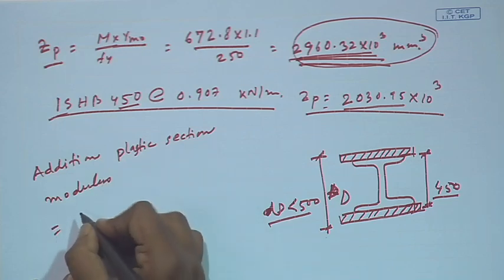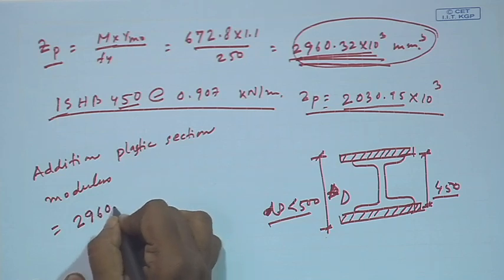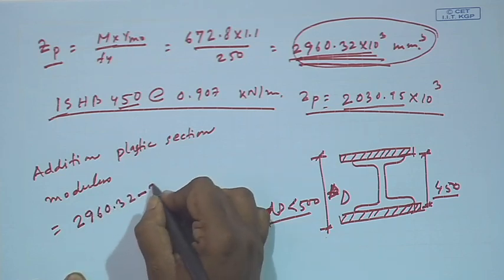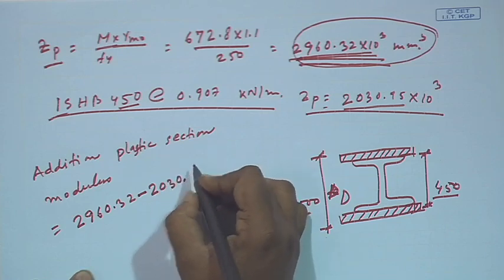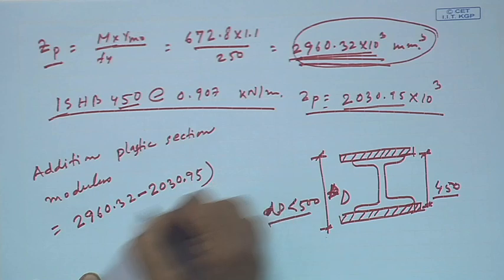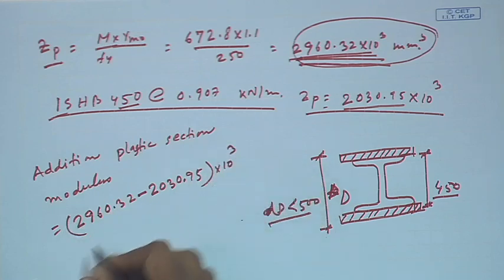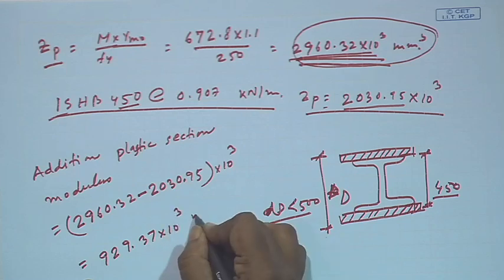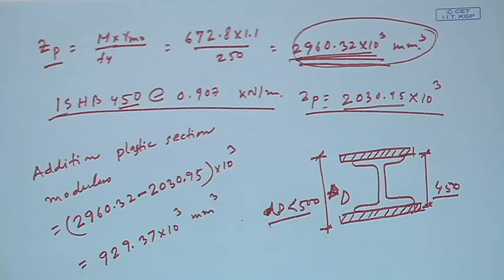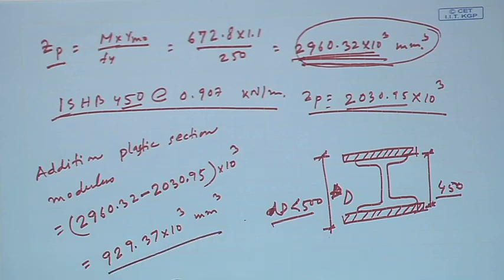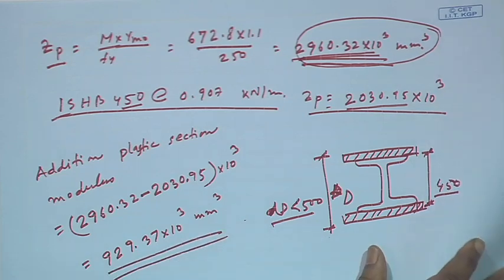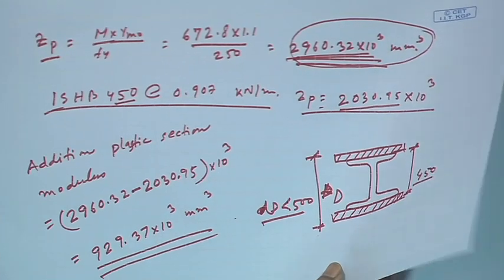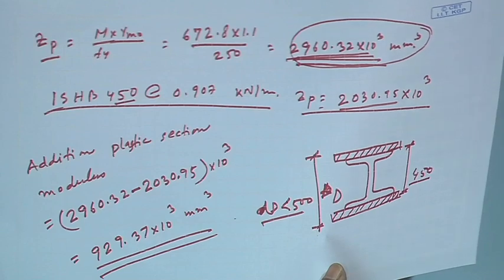So, additional plastic section modulus will be the required section modulus minus the available section modulus for ISHB 450. So, what we need is 929.37 into 10 cube millimeter cube section modulus from plate. So, this is one. Now I can find out the plate dimension. Another thing we have to consider is the maximum deflection.